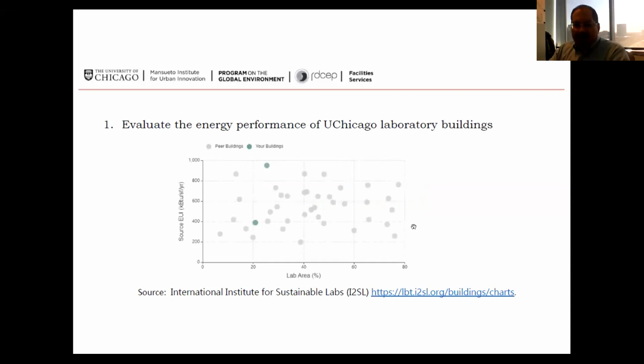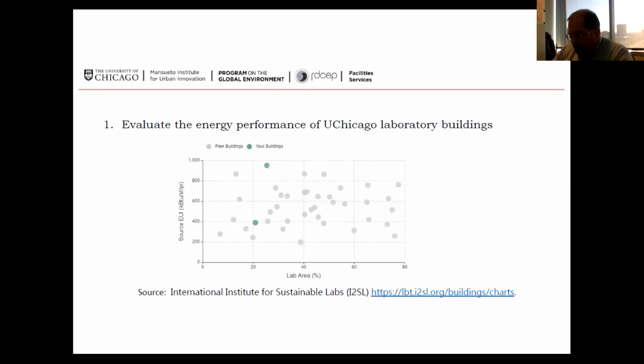So the first project that's available is to evaluate the energy performance of University of Chicago laboratory buildings. And it was just a great discussion on the energy intensity of our lab buildings. Just a quick figure, we classify 11 buildings as laboratories, including research and teaching labs, and they're responsible for nearly 1/3 of our greenhouse gas emissions. So they're incredibly energy intensive. So this is a really valuable project.